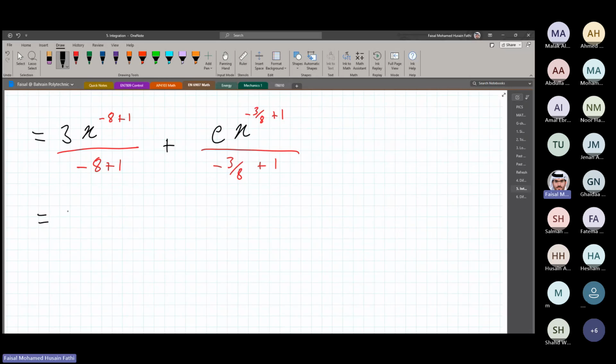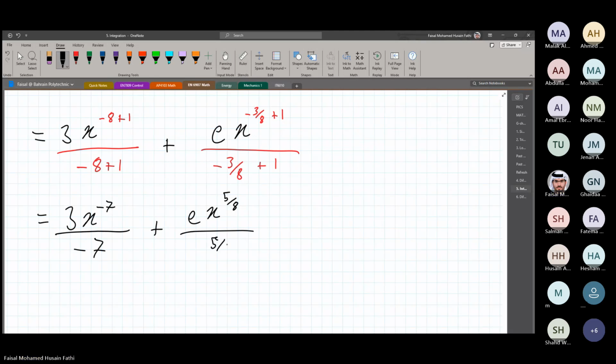So it is going to be 3x to the power of minus 7, minus 8 plus 1 is minus 7, over minus 7, plus x to the power of 1 minus 3 over 8 is 5 over 8, over, no, positive 5 over 8. Okay, simplify it even further. 3x to the minus 7, this is minus because the denominator is minus and the above is positive. So we could just write it as that. 3 over 7 x to the power 7.